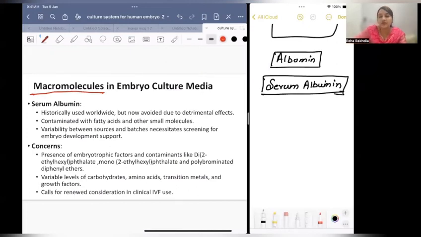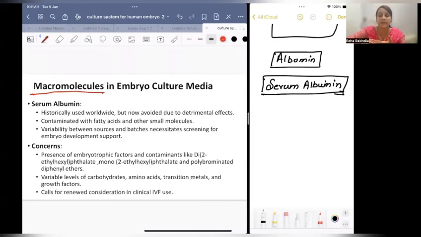But now it is avoided due to detrimental effect. It is because it is contaminated with fatty acid and other small molecules, and there is variability between the batches and sources. And there are embryotoxic factors and contaminants like diethylhexyl phthalate, monoethylhexyl phthalate, and polybrominated diphenyl ethers. And there are variable levels of carbohydrate, amino acid, transition metals, and growth factors. So serum albumin is not used now.